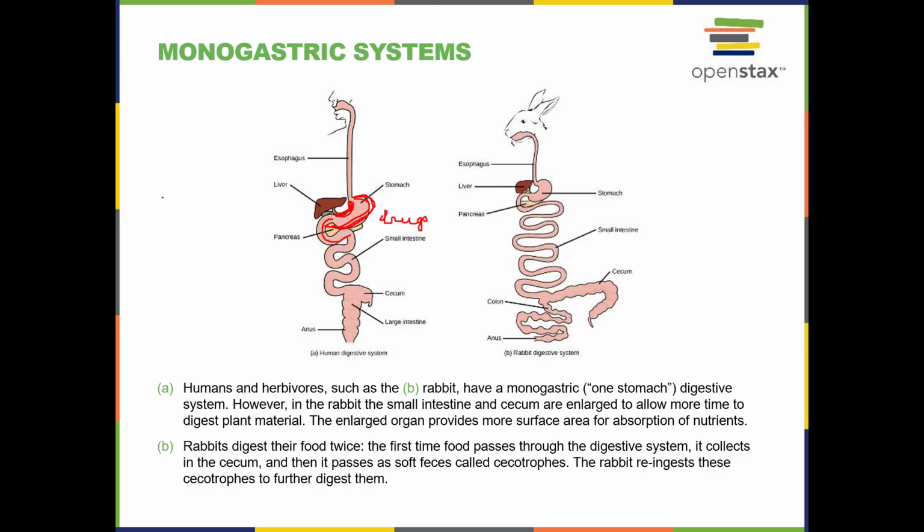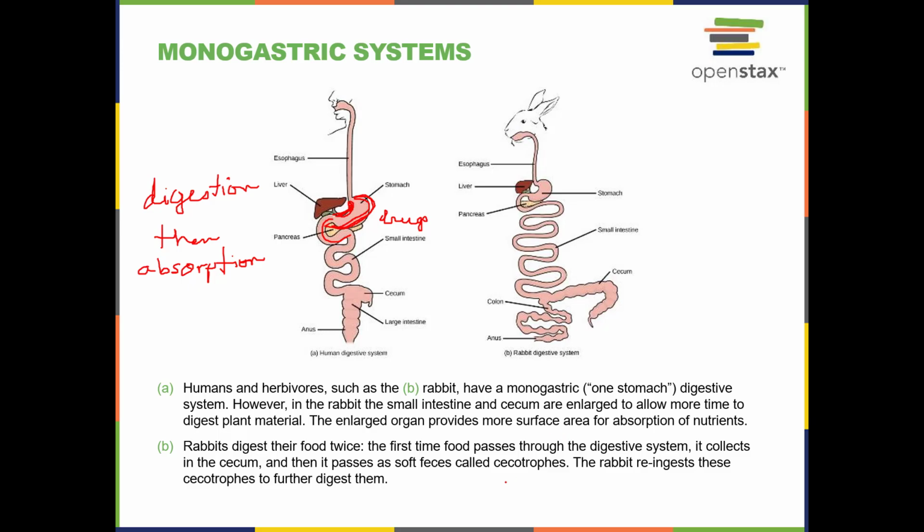So there's a difference between digestion and absorption. Digestion just means hydrolysis, but absorption means moving from the alimentary canal across the epithelium into the blood. So first you have digestion, then absorption. If you have digestion without absorption, that's completely useless. So a rabbit has a single stomach.